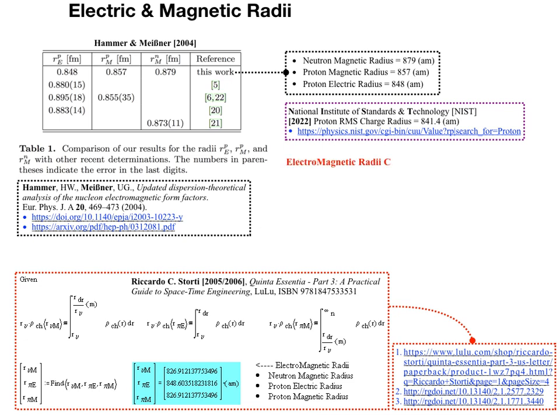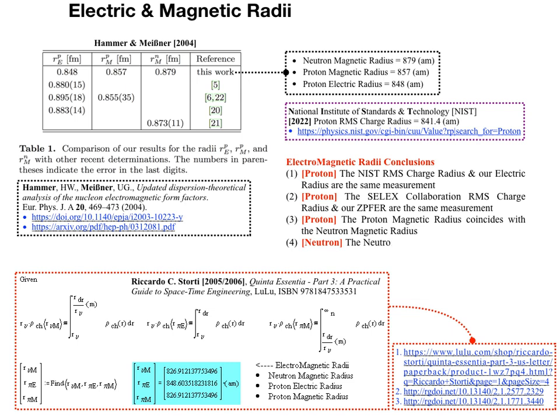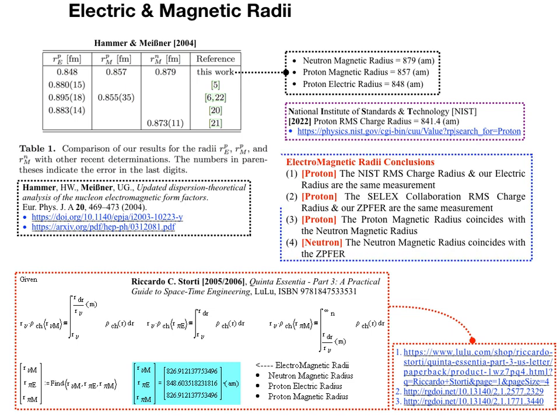We have concluded that the disparity between results may be reconciled by 4 points. Firstly, the National Institute of Standards and Technology root mean squared charge radius for the proton, and our proton electric radius, are the same measurement. Secondly, the SELEX collaboration root mean squared charge radius, and our zero-point field equilibrium radius, are the same measurement. Thirdly, the proton magnetic radius coincides with the neutron magnetic radius. And lastly, the neutron magnetic radius coincides with the zero-point field equilibrium radius.